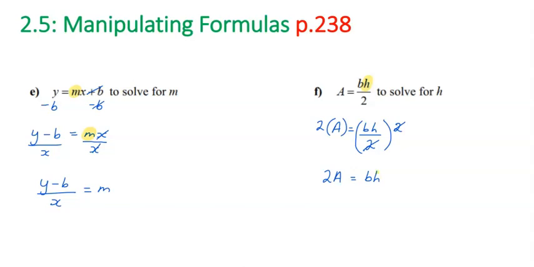We're close. We are wanting to isolate h. It's multiplying to b, so we're going to divide by b in order to cancel. And we'll do that over on the left. 2a over b equals h.